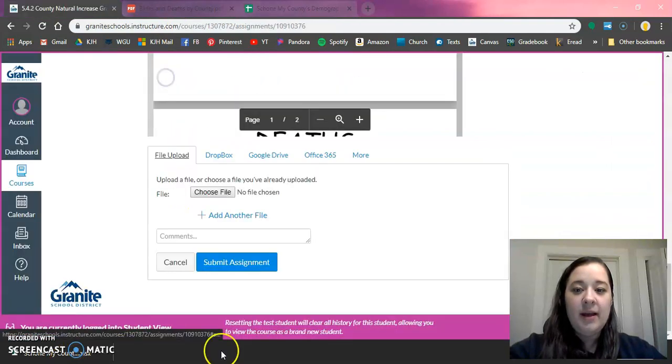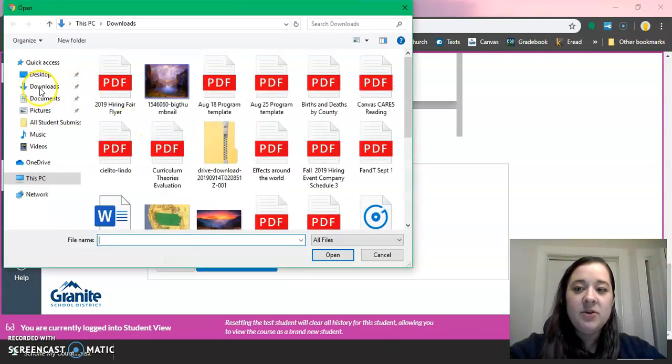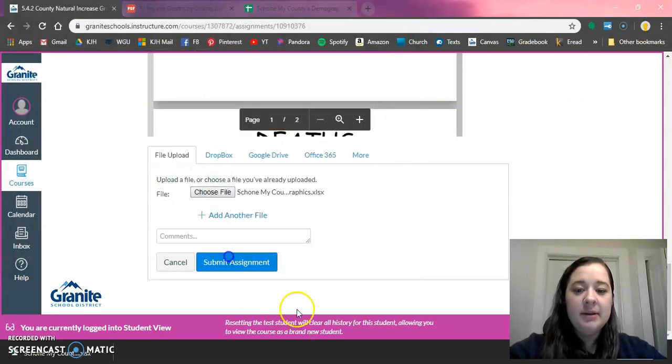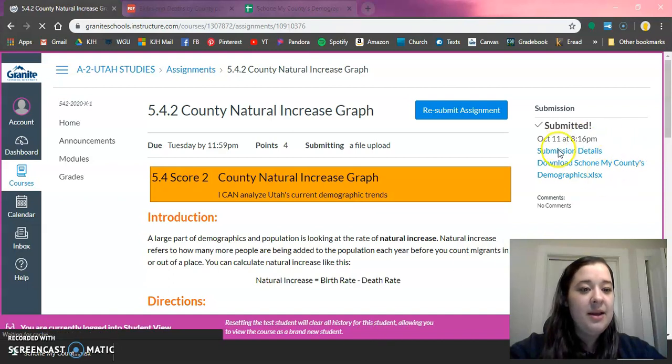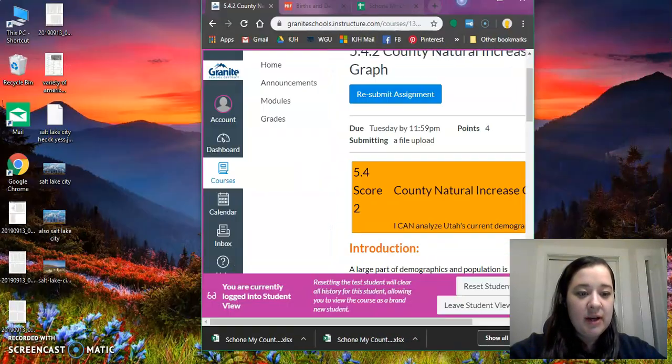And then go to your file uploads. Choose a file. Make sure you find your downloads. Yours will look different on a Chromebook. And then my county's demographics. Submit assignment. And you're done. Here's the submission details. You can see what got submitted. You can download it again. Or you guys can, special treat, I'll show you how.